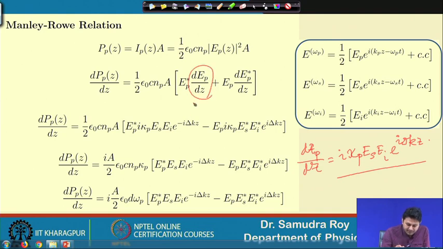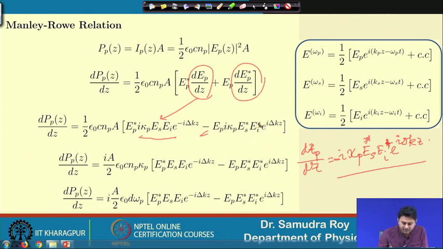I just replace these things here. So, E p star multiplied by this quantity i kappa p E s E i and e to the power of i minus delta k. In this case there was a minus sign, if you remember the previous class. Also, I replace this, which is nothing but the star of these things. When I make a star, one negative sign will come and this term will be plus. So we will have a negative sign and plus here, and also E s will become E s star and E i become non star.